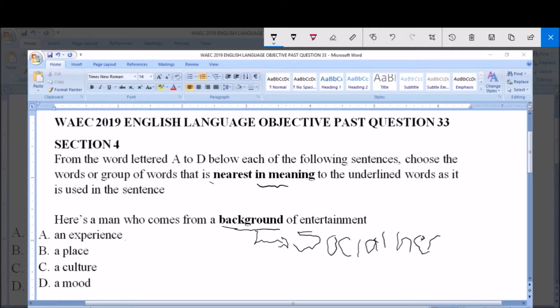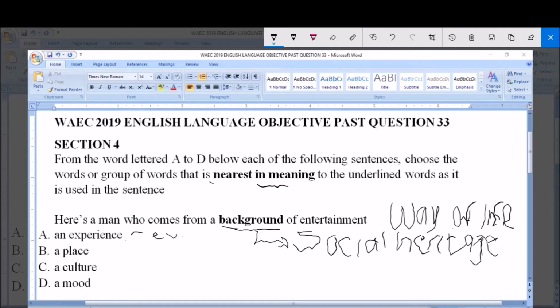heritage, social heritage, and could also mean way of life, social heritage or way of life. Now, an experience is an event, usually an event or activity, performed. An event or an activity performed.